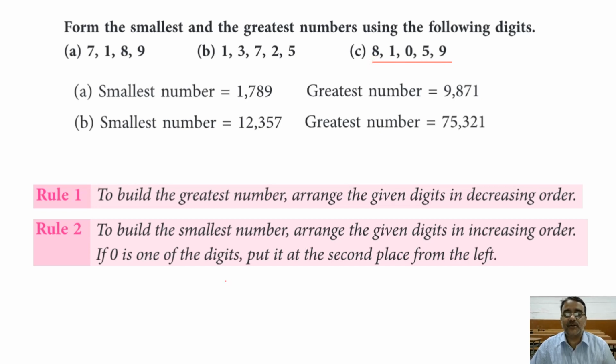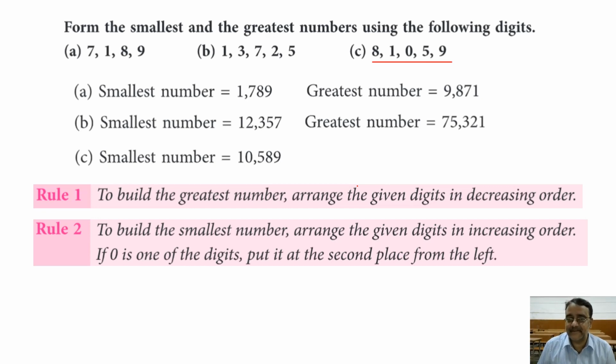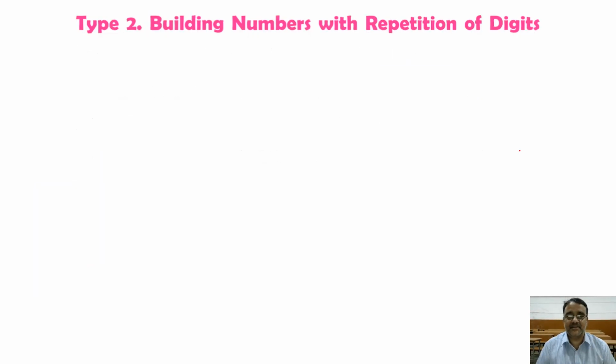Now the last bit, 81059. For the smallest number, I told you that if 0 is one of the digits, then write 0 in the second place, and the other places you have to arrange in increasing order. So 1, 0, 5, 8, 9, that is 10,589. The greatest number we have to write in decreasing order irrespective of 0. Only in the smallest number, note that 0 should not be in the first place. So the greatest number will be 98,510.